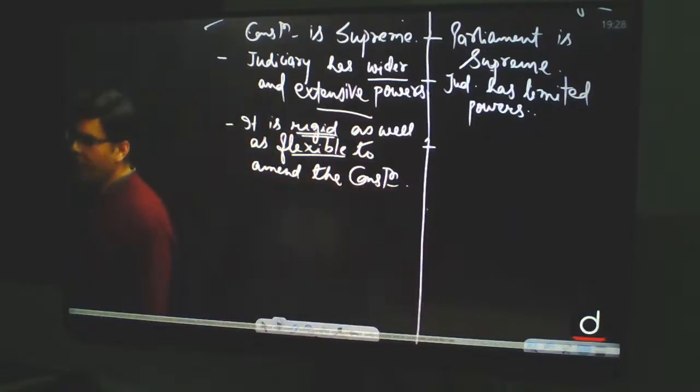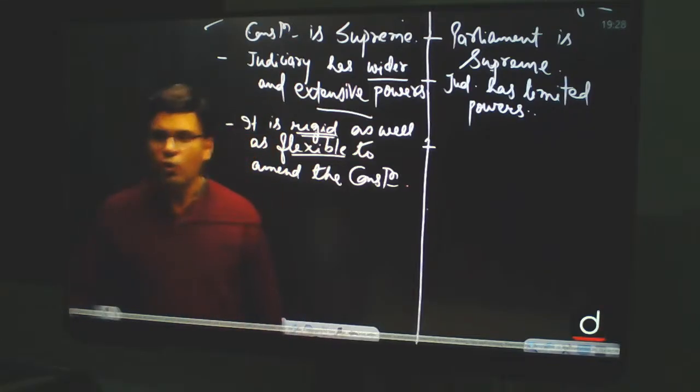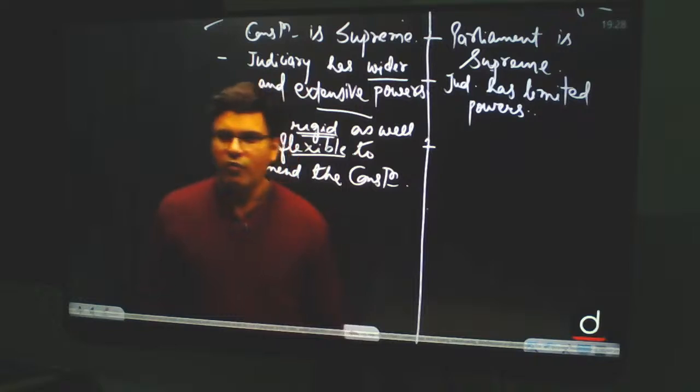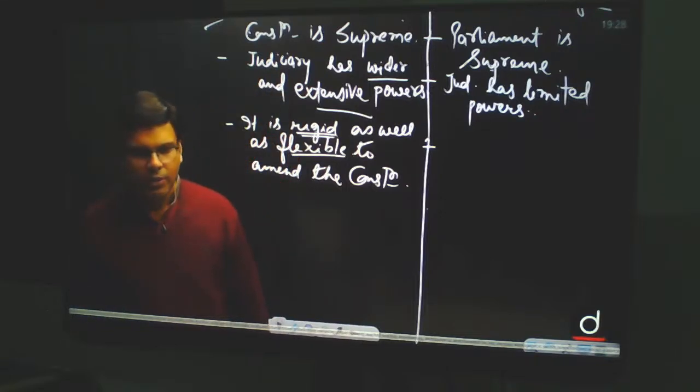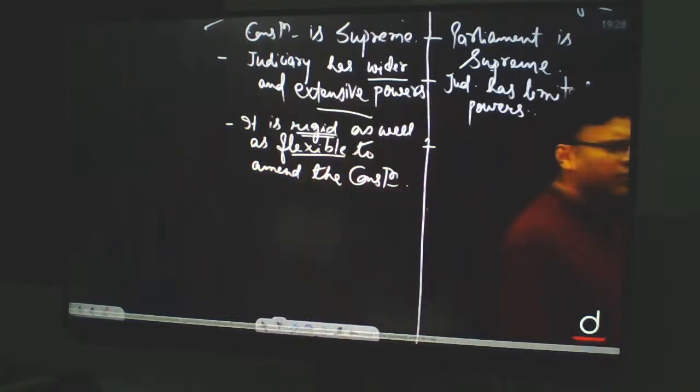There are so many provisions which can be easily amended. That is, amendment can be done without using special provision of Article 368. By ordinary majority also you can amend Part 1 and Part 2. Plus there are so many other areas in the constitution where you can do it by simple majority. उसको कहते हैं flexible. लेकिन बाकी जगह पर स्पेशल मेजॉरिटी है तो थोड़ी रिजिड भी है ना.